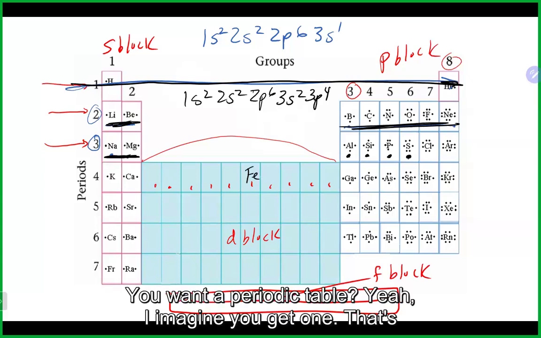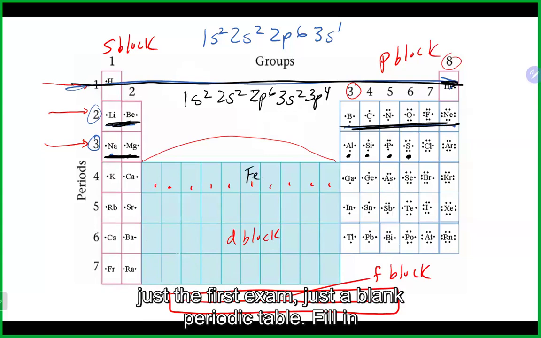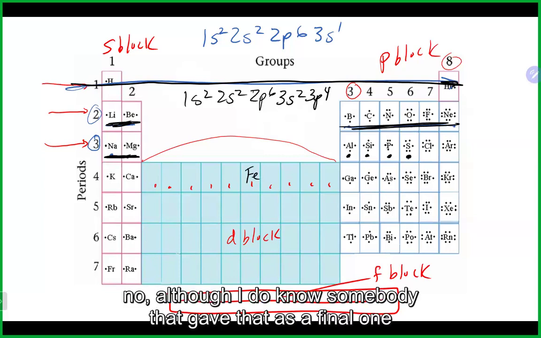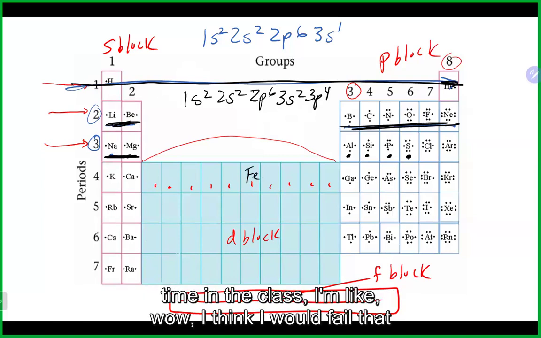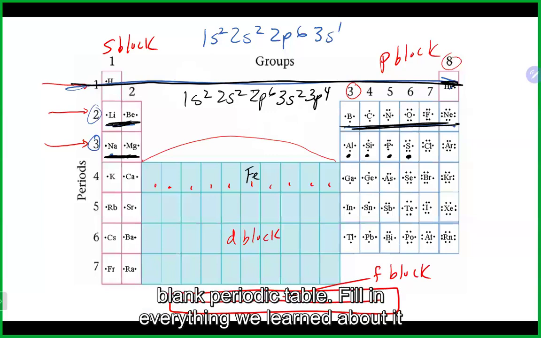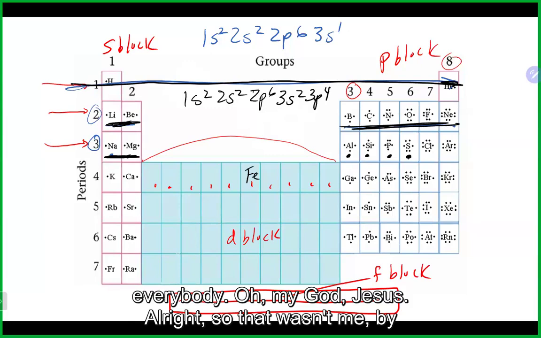You want a periodic table? Yeah, I imagine you'd get one, I suppose. That's just the first exam. It's just a blank periodic table. Fill in everything that you know. No, I'm kidding. Although I do know somebody that gave that as a final one time in class. I'm like, wow, I think I would fail that class. So that was the end of the year. Like, here's just a blank periodic table. Fill in everything we learned about everybody. I'm like, oh, geez. All right. So that wasn't me, by the way.